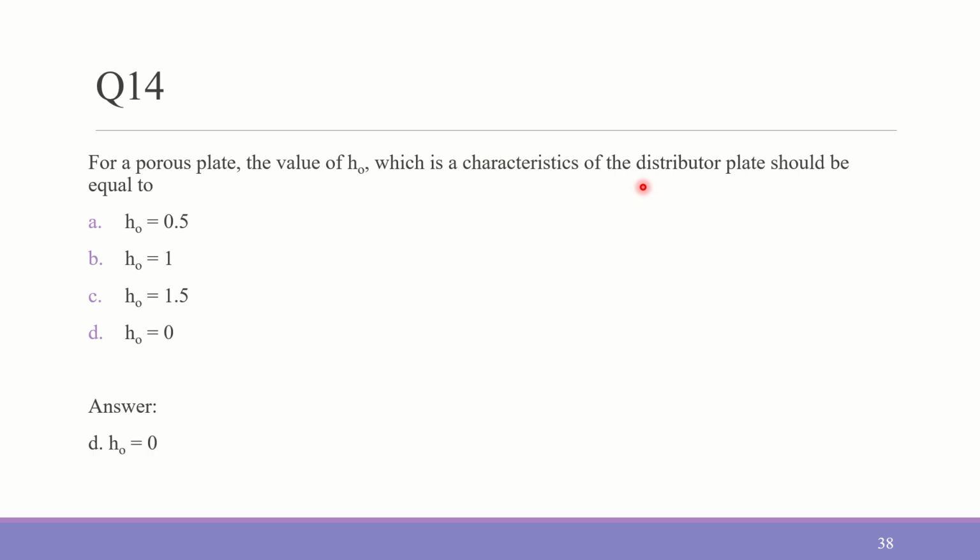If it is a perforated plate distributor, H naught is greater than 1 meter, I think. Please just make sure. But for a porous plate distributor, this empirical constant in the equation is 0. I think it is somehow related to the bubble size formation inside the bed, but H naught is an empirical constant and it is 0 for porous plate distributor, and I think it is greater than 1 for perforated plate distributor. That is question 14.